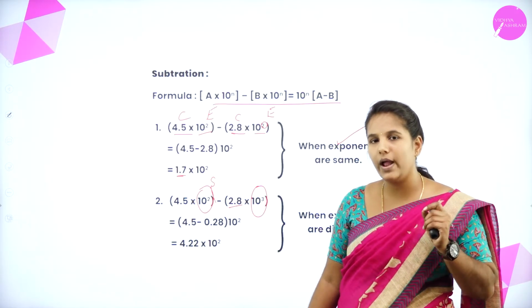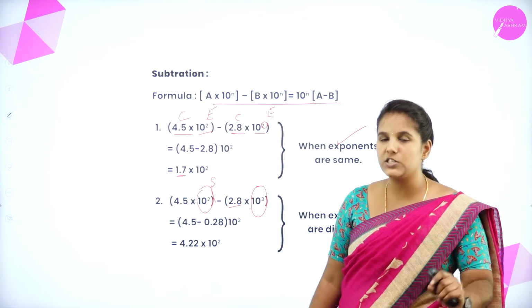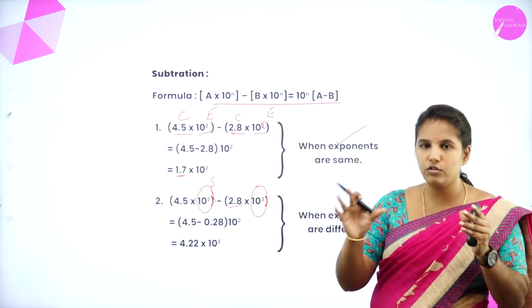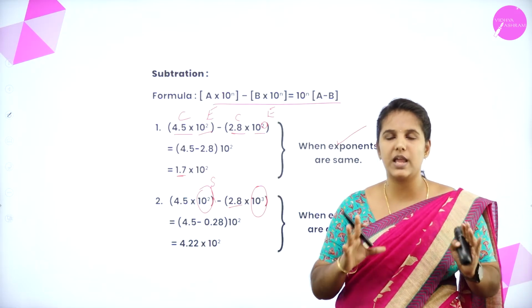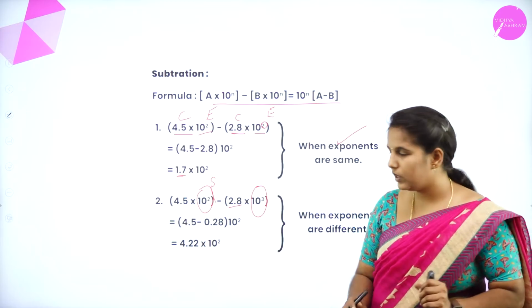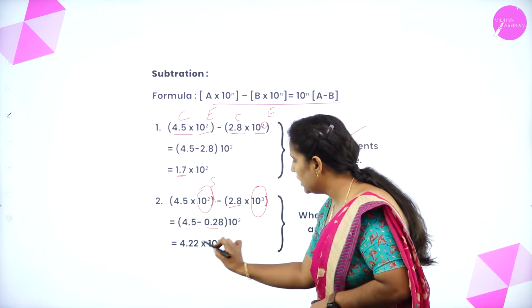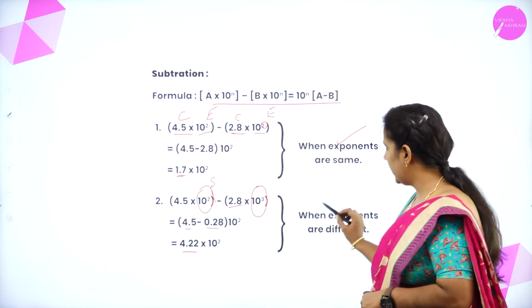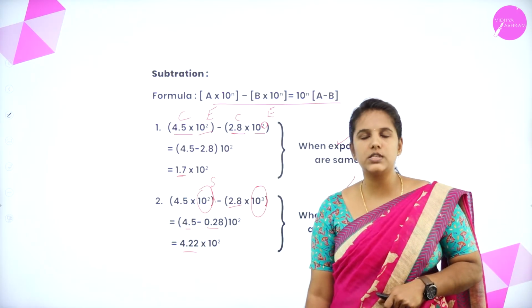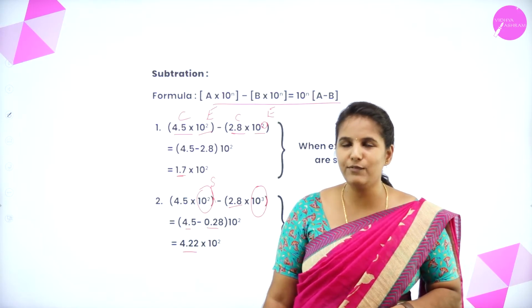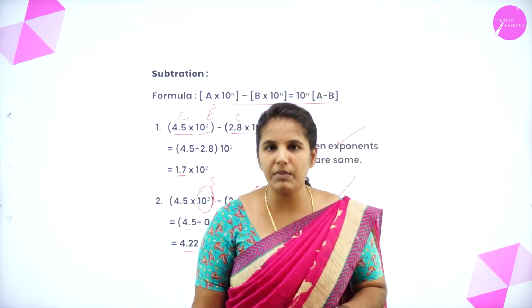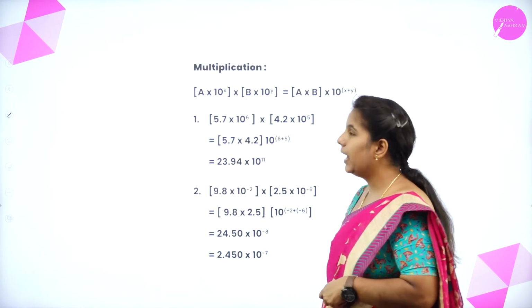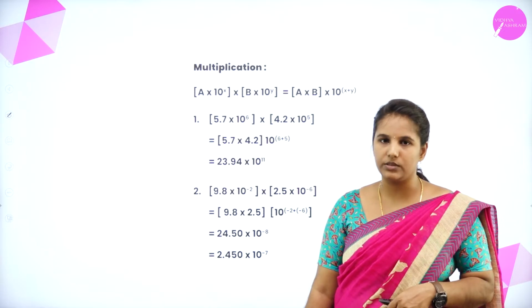This is how, while doing the mathematical operation, especially in subtraction, when the exponents are different, we have to arrange the exponent the same as the other one. Then we subtract the quotient and you will get 4.22. So whether the exponents are different or the same, we have to be very focused while doing the mathematical operations. Then we'll see how to do the multiplication.